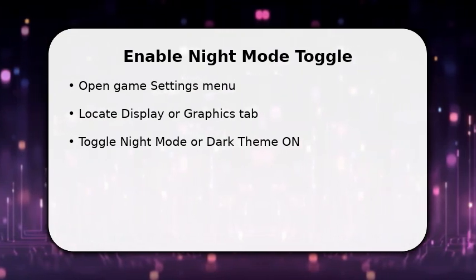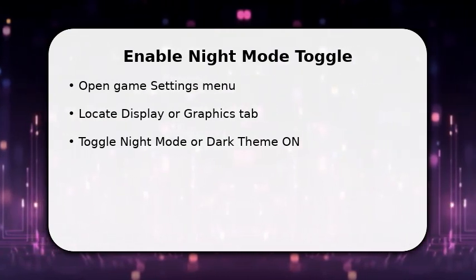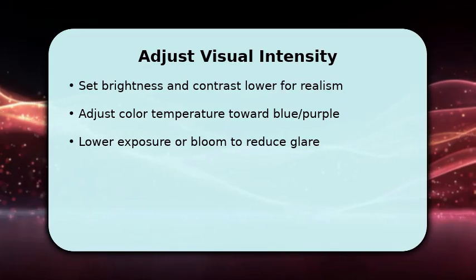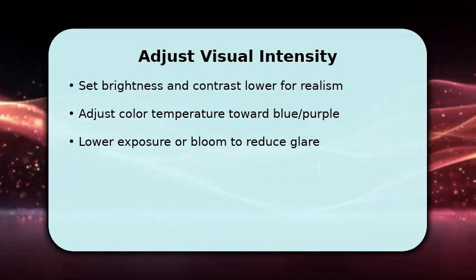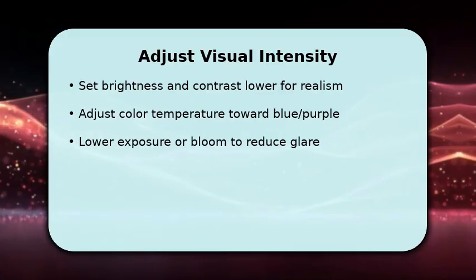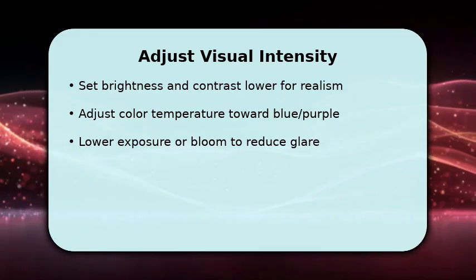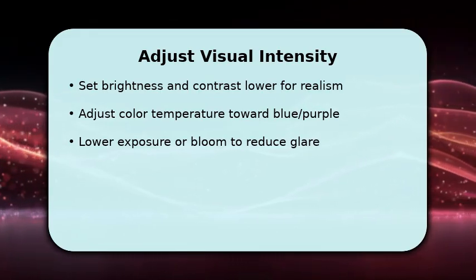Now you tune intensity so the scene reads like night rather than a dim day. Reduce brightness and contrast slightly. This deepens shadows and makes lights pop. Shift color temperature toward cooler tones, blue or purple, for authentic nocturnal ambience, and lower exposure or bloom so headlights don't wash out the road.